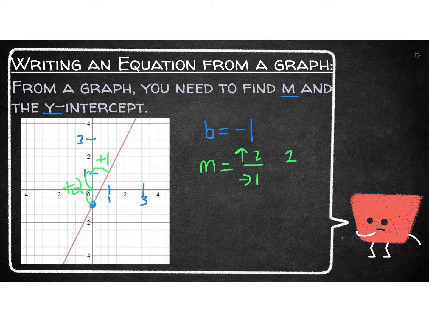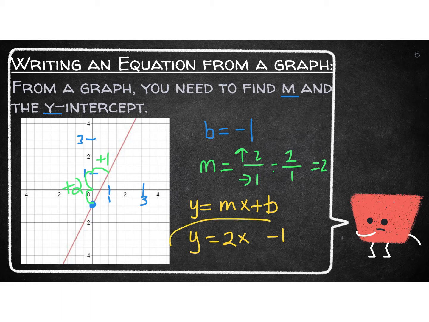So my m is 2 over 1, or 2. Now I can actually put that into my format, y equals mx plus b. y equals, my m was 2, so 2x, plus my b was -1, so -1. Or if you didn't want to put the plus in there, you could just say -1, and that would be perfect. That's your final answer.